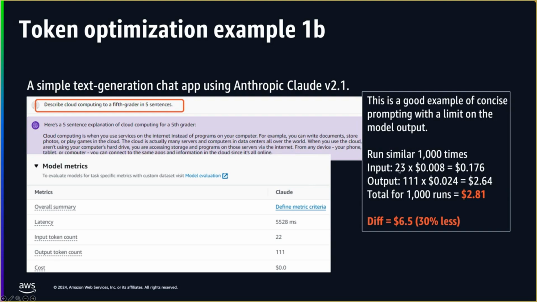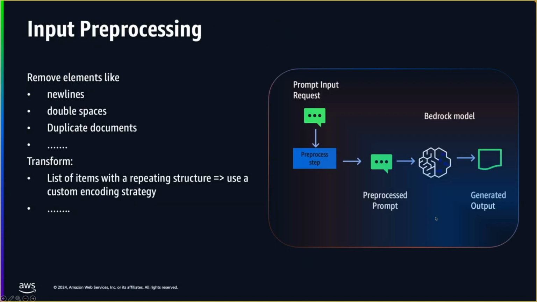And in this case, we have 23 input tokens and 111 output tokens. So we already get like 30% less cost by just optimizing the prompt. Now, where it leads us. So if we can optimize the prompt, we can implement a technique which is called input preprocessing.